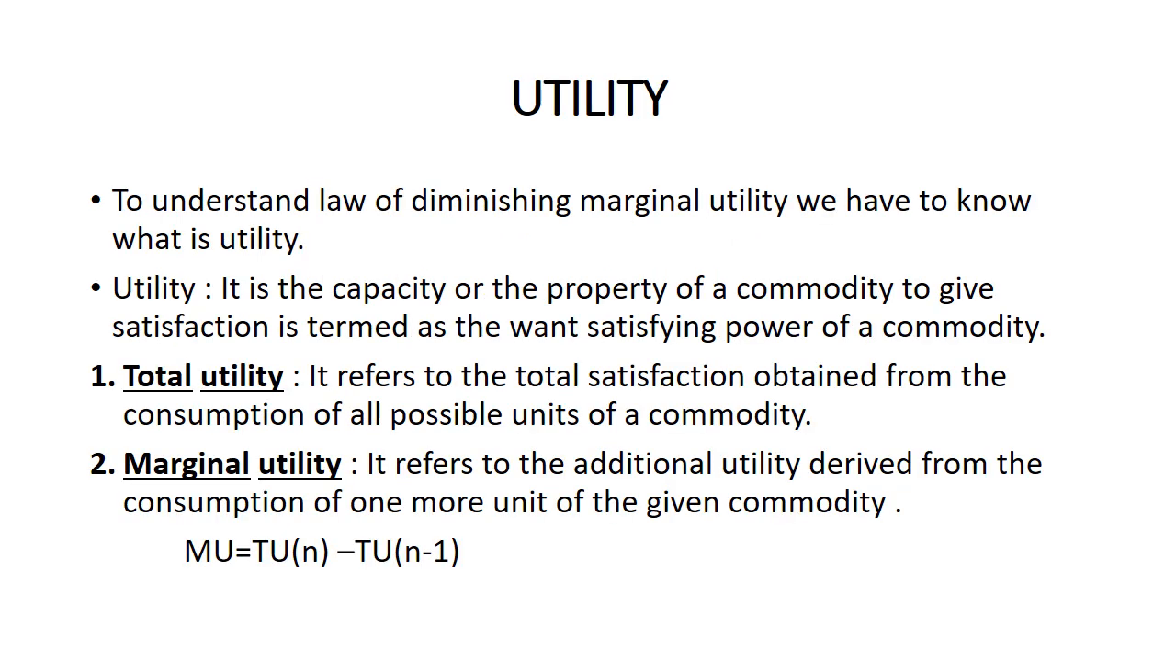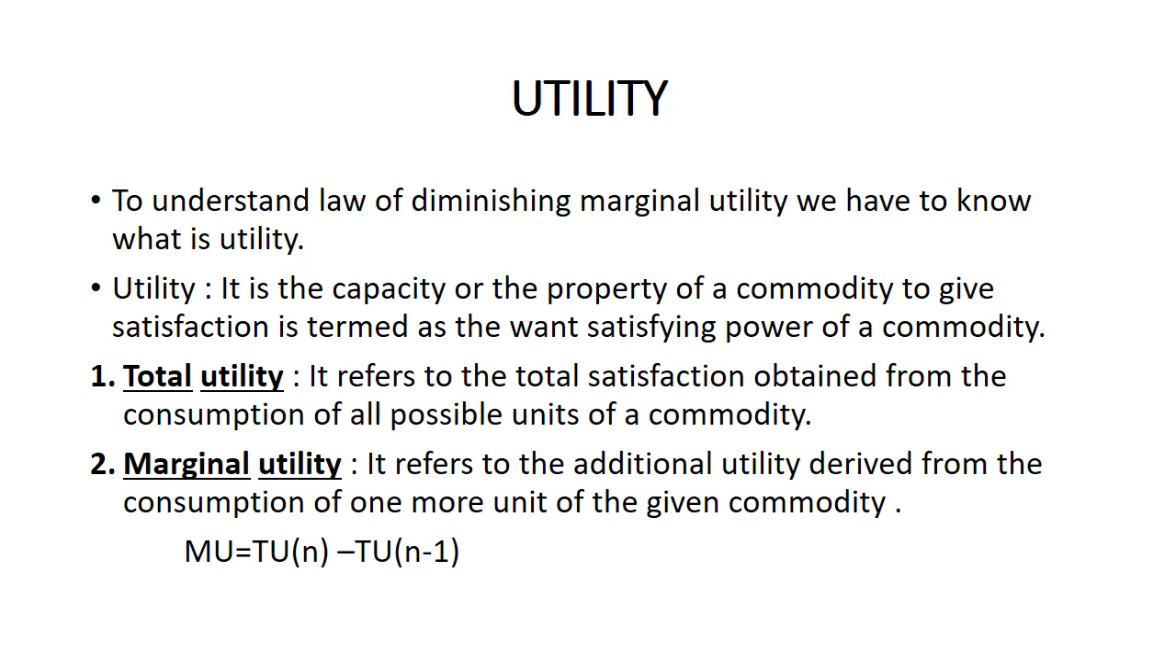Now we move on to the concept of utility. First of all, we'll define what is utility. It says here that to understand the law of diminishing marginal utility, we need to know what is utility first. So utility is basically the capacity or the property of a commodity to give satisfaction. It is termed as the want satisfying power of a commodity.